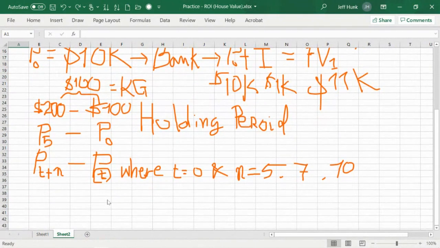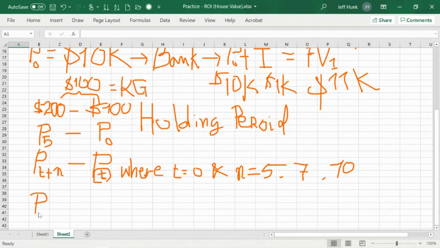Suppose time 0 is now, right? If time 0 is now, time 5 or time 7 is 5 years into the future, 7 years into the future. We don't know the price yet, right? We don't know P5, we don't know P7 because it's in the future. But if it is past data, we have the data.